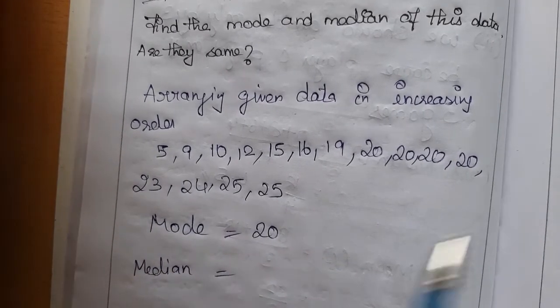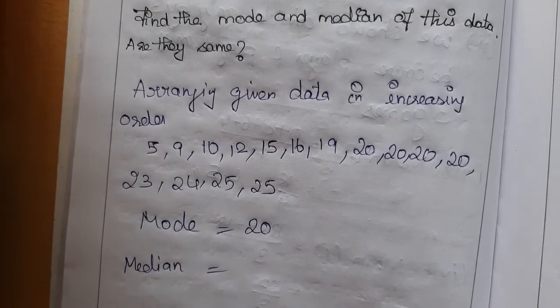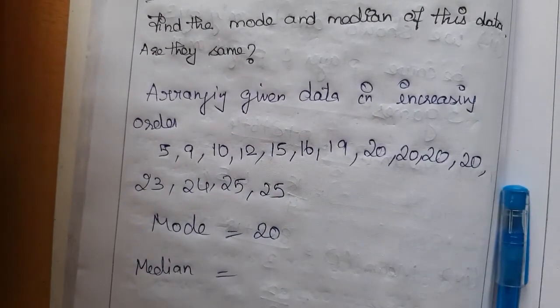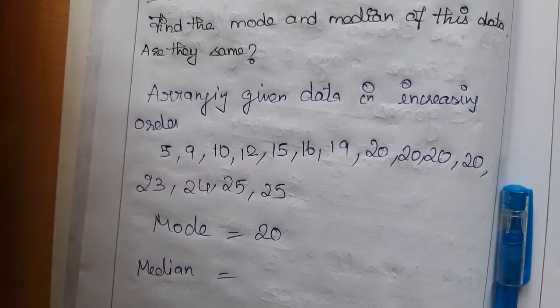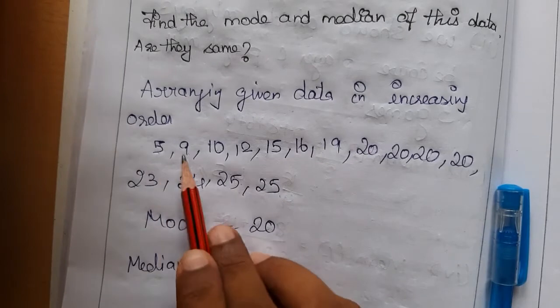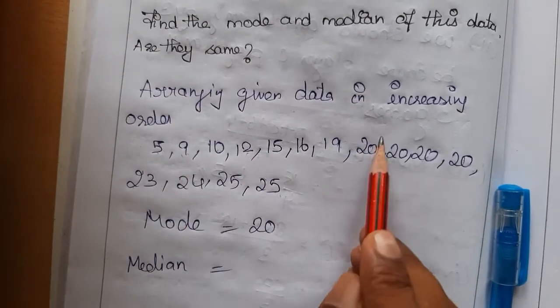Next, median. Median, you have to choose the middle value. So totally how many is that? 15. Then which one will be the middle? The 8th term, right? So which is the 8th one? 1, 2, 3, 4, 5, 6, 7, 8. So this is the median, right?